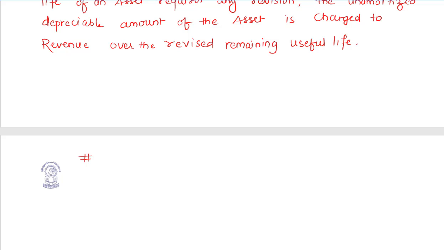Kindly write the next topic, and that is component wise computation of depreciation.